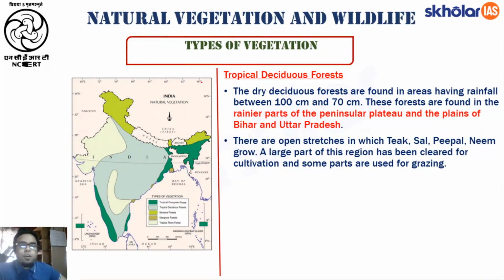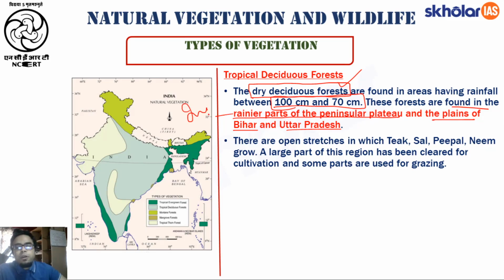Then the next forest that we have is the dry deciduous forest. So the areas we have talked about and the species that we have talked about are examples of your moist deciduous forest. Now dry deciduous forest, like I have already stated, is found in areas receiving rainfall between 100 centimeter to 70 centimeter, and these forests are found in the rainier parts of your peninsular plateau and along the plains of Bihar and UP.